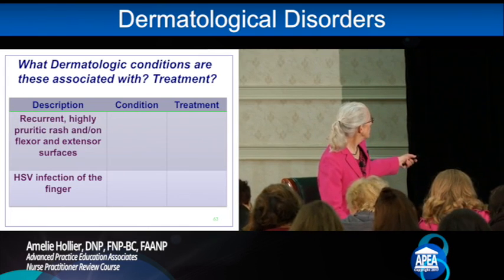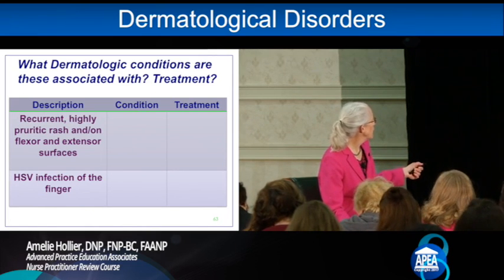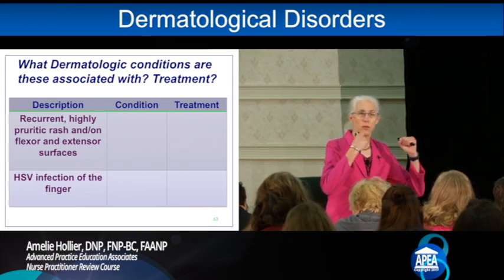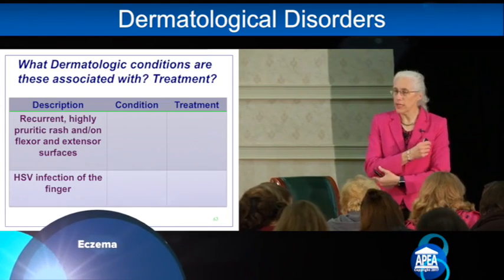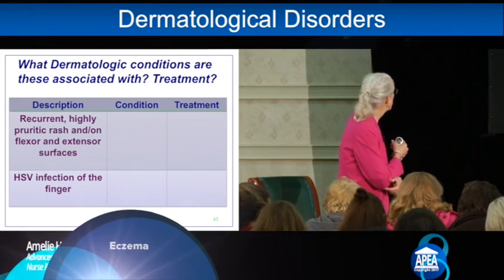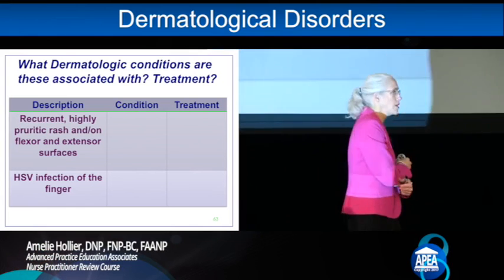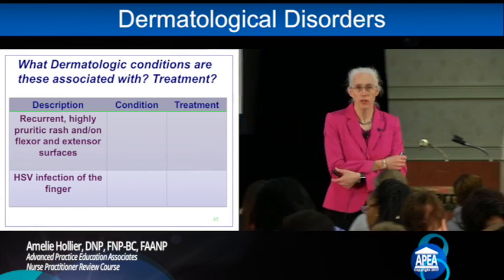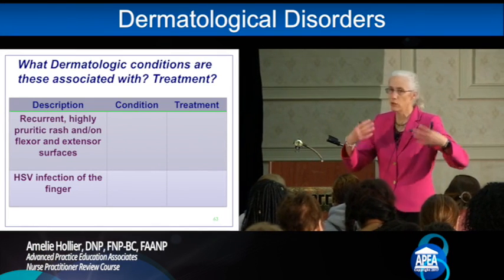A recurrent, highly pruritic rash on the flexor and or extensor surfaces. We didn't talk about it. Eczema, right? So it's an atopic dermatitis. Atopic dermatitis or eczema. How is that treated? With a steroid, right? A topical steroid. Lowest potency one that gets the job done. You know it's recurrent.